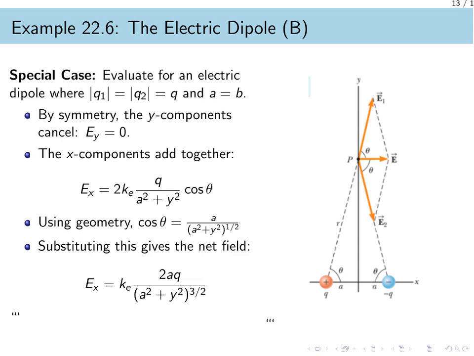Using geometry, the cosine of theta is a divided by the square root of a squared plus y squared. Substituting this into the summed x components gives a net electric field along the x-axis equal to k sub e times 2aq divided by (a squared plus y squared) to the 3/2 power.